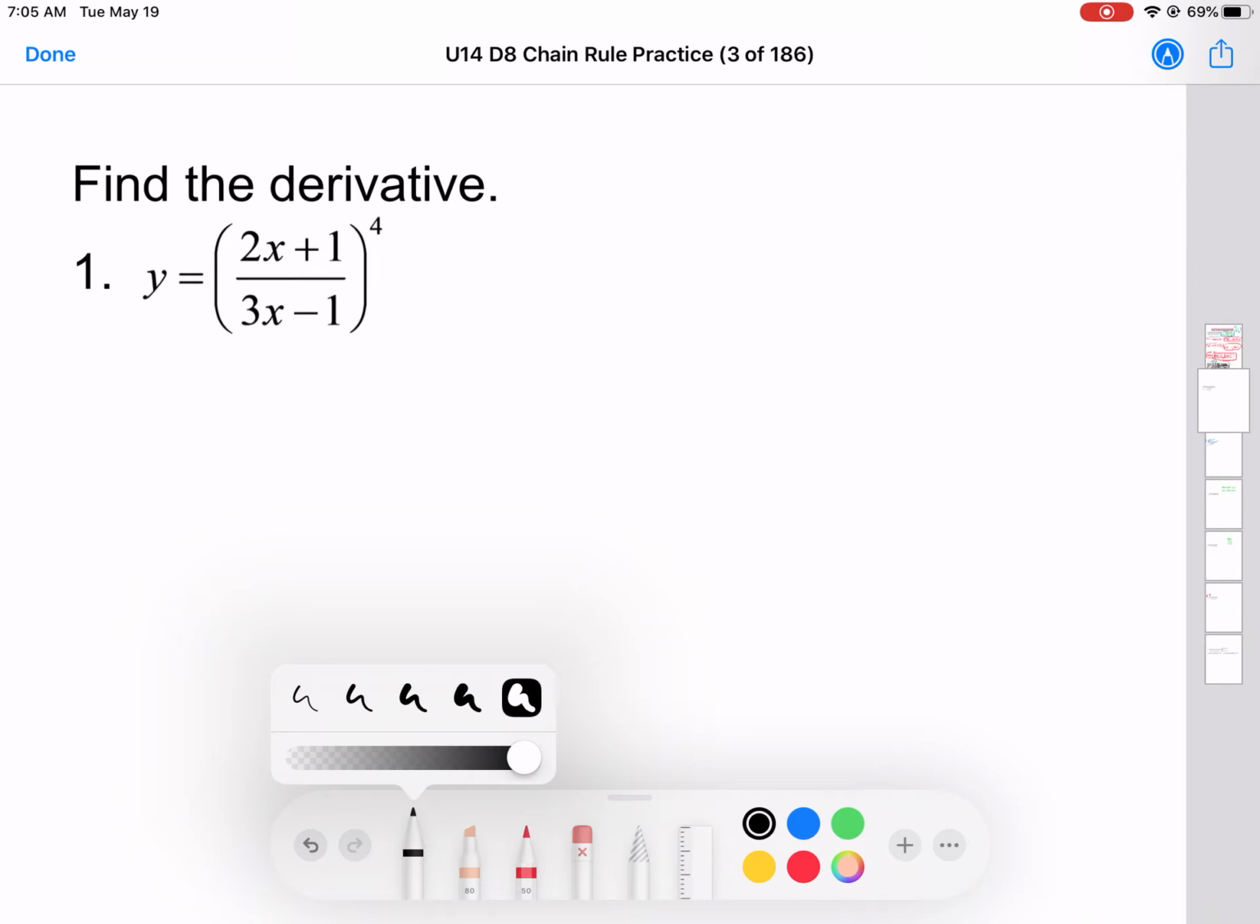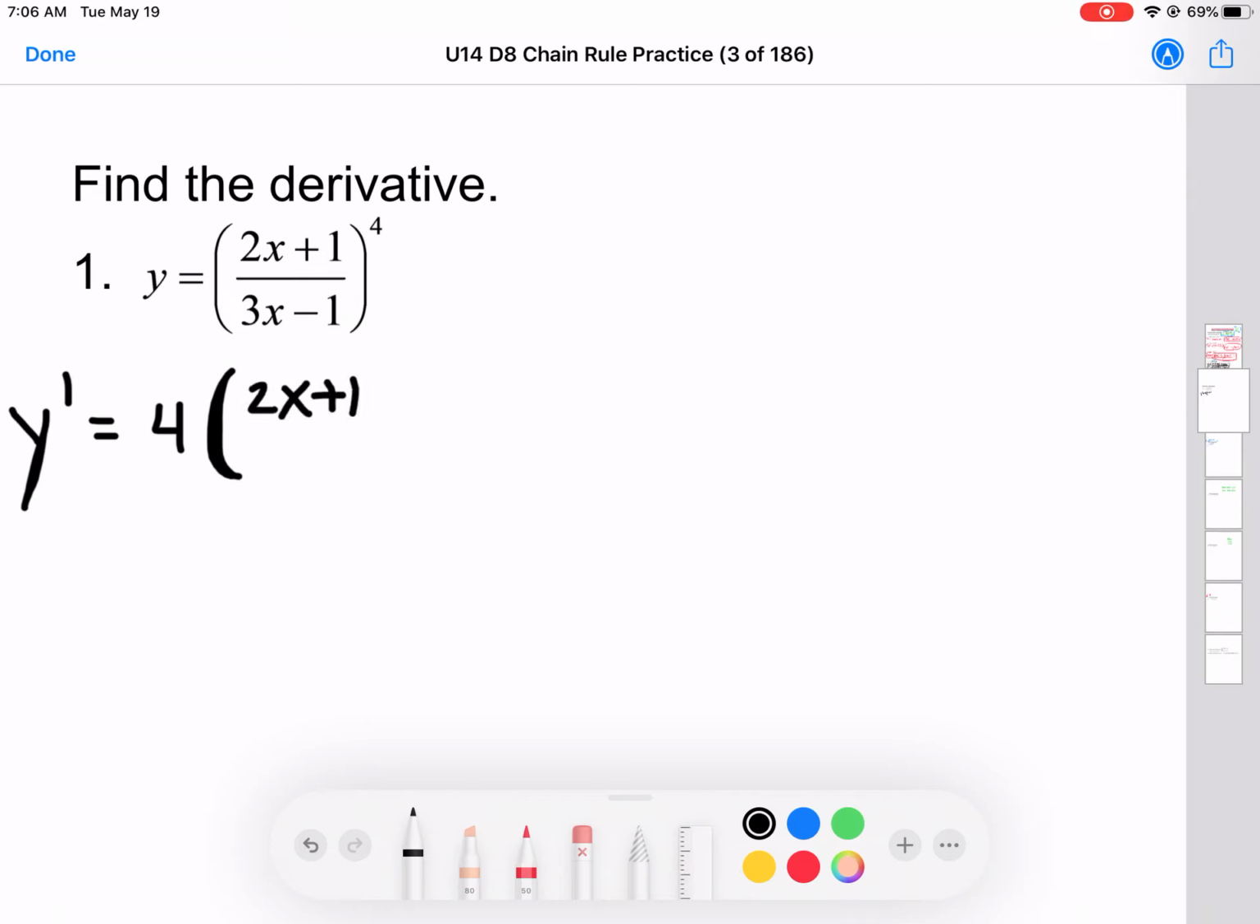All right, so let's just start it up. Okay, so first thing we're going to do is a little bit of chain, right? So it's going to be 4 times (2x plus 1 over 3x minus 1), decrease the power by 1. And now here's where the derivative of the inside is going to be quotient rule. Okay, so all of this now is going to be a big multiplication. So I'll just make a big bracket.